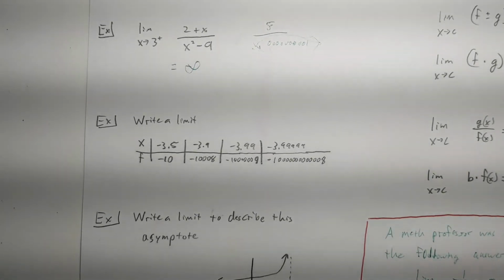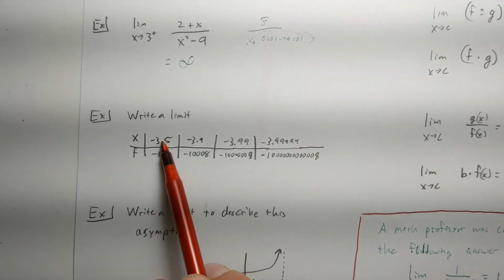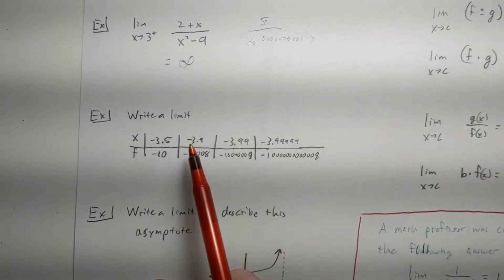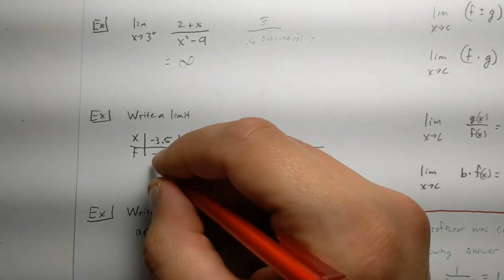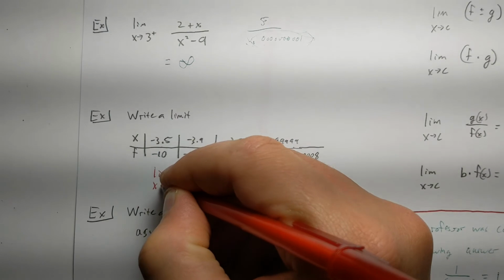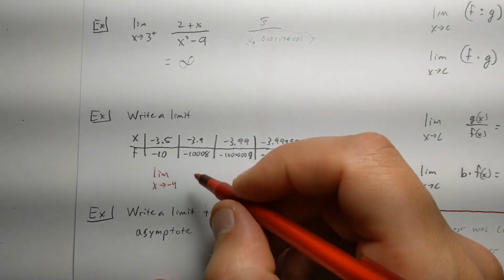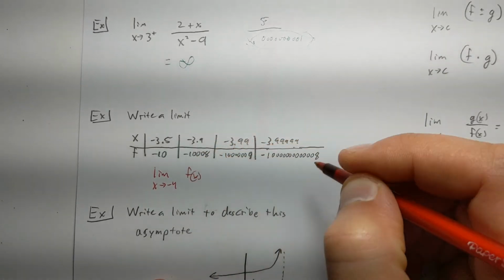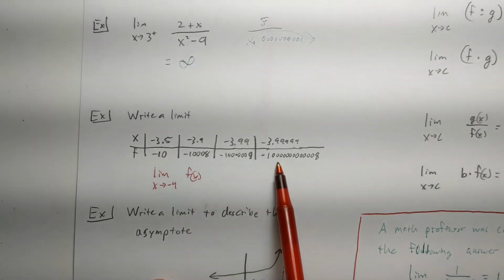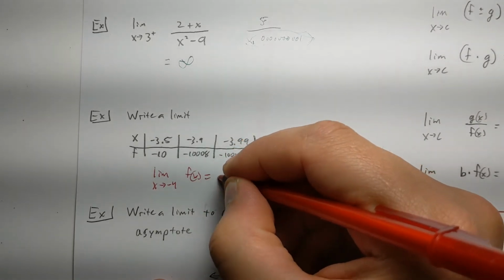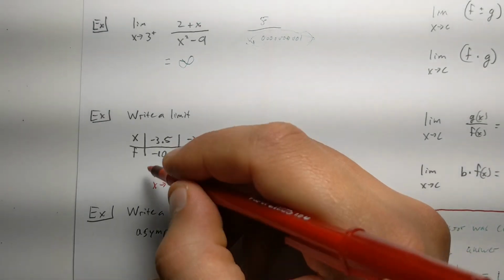Down here, write a limit for this function. Well, let's see here. What's going on here? What number are we getting much closer to? Looks like we're getting really close to negative 4. Okay. So it's going to be the limit as x approaches negative 4 for f of x. That's getting really big in the negative direction, so we're going to say it's equal to negative infinity. Yep, it's that easy. That's the answer.